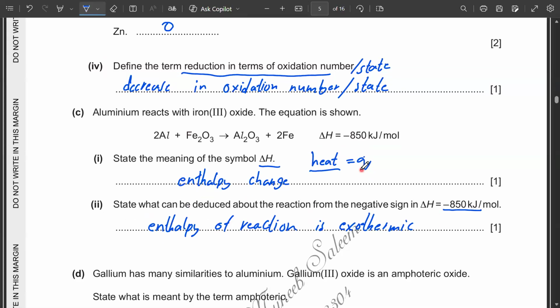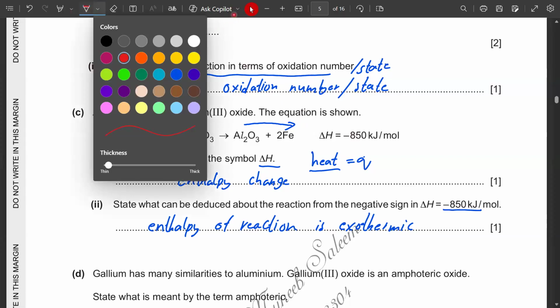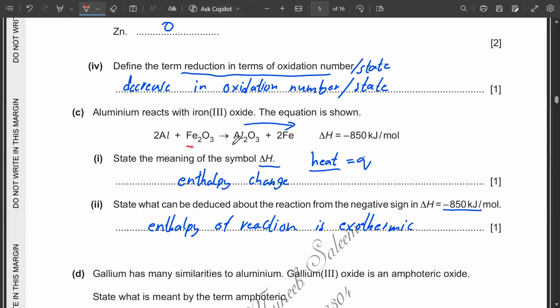And one more thing, if the delta H is negative, it is representing the reaction when you are moving from reactants to the product side, which means it is representing the forward reaction. For the forward reaction, the reaction is exothermic. And you should keep in mind that the backward reaction will be endothermic. Backward reaction is endothermic and the forward reaction is exothermic.